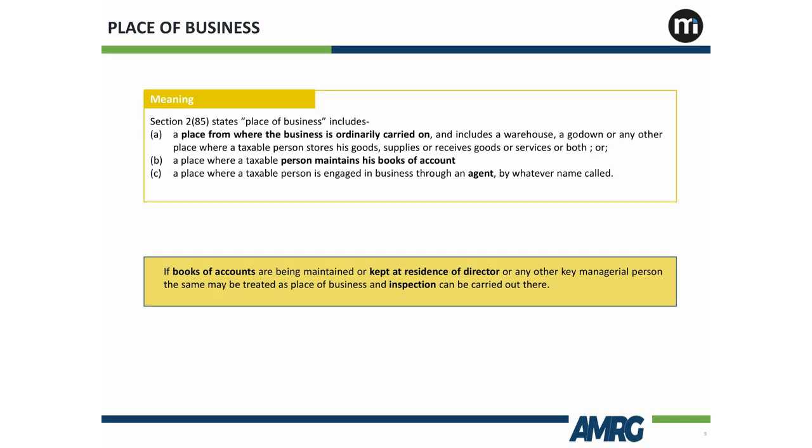In one of the cases, it was held that the books of accounts of a particular company were kept at the residence of a director, and inspection was conducted at his premises. It was held that the inspection was valid because the place where the books of accounts of the company are being held is considered as a place of business only. So very, very important. If you are maintaining the books of accounts of the company, even if it is not registered under the Companies Act, still if you are maintaining those books of accounts at the residence of the director, then the residence of the director can be inspected.